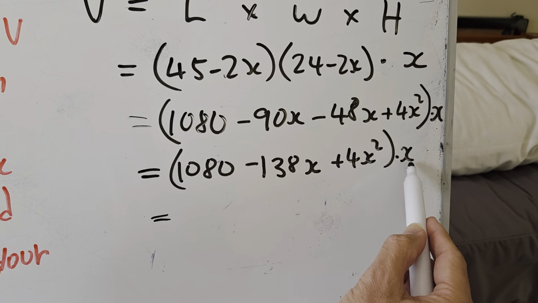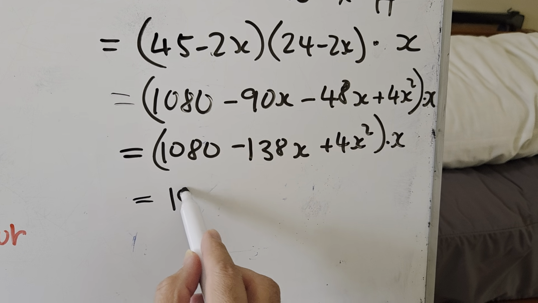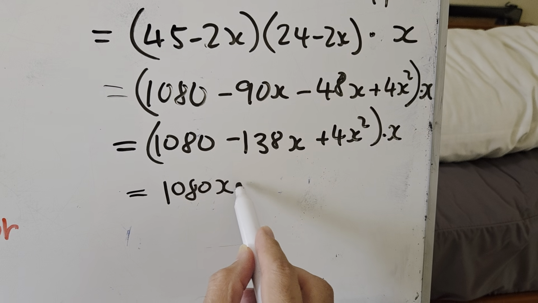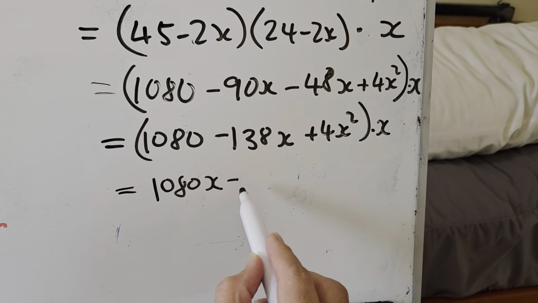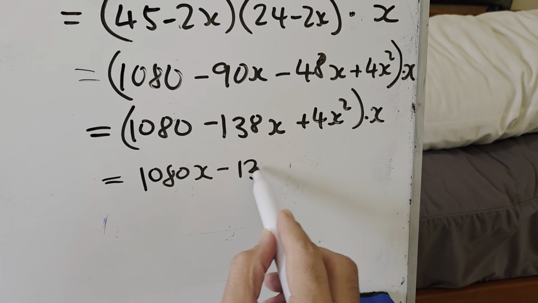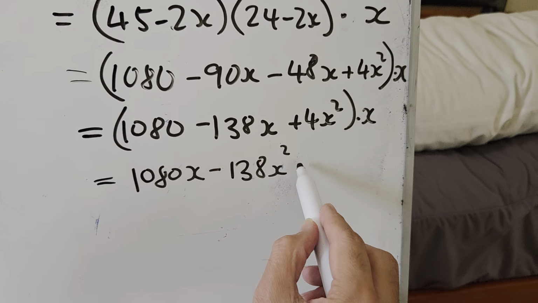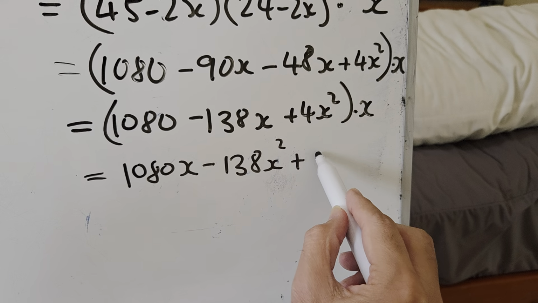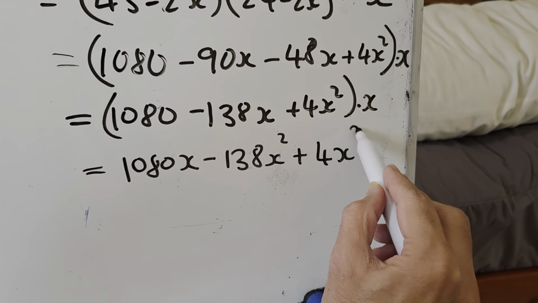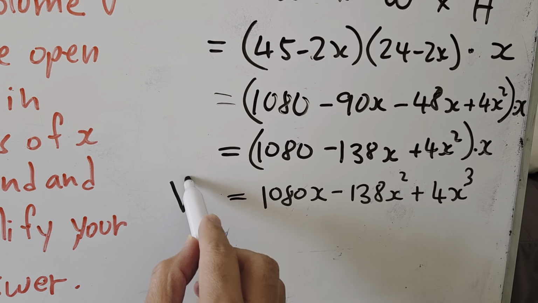Now, you distribute the x into the group. x multiplied by 1080 is 1080x. Minus 138x multiplied by x is 138x squared, not forgetting the minus sign in front of that. And then plus 4x squared multiplied by x is 4x to the power of 3. So that expression is your volume expression.